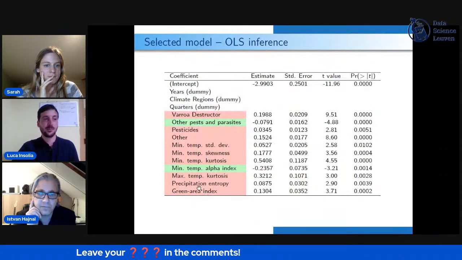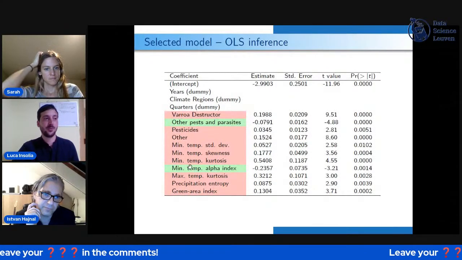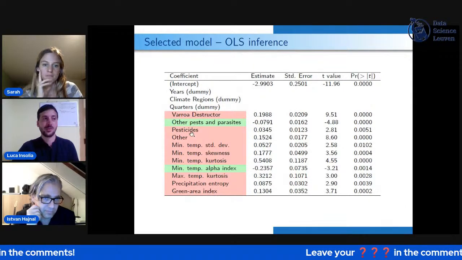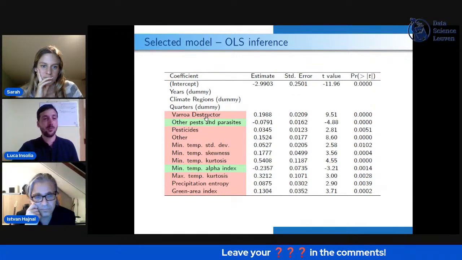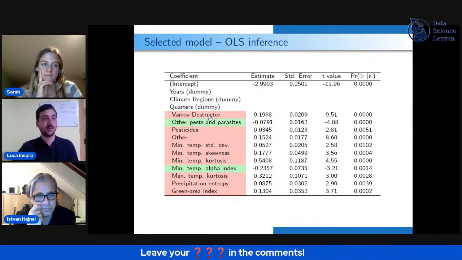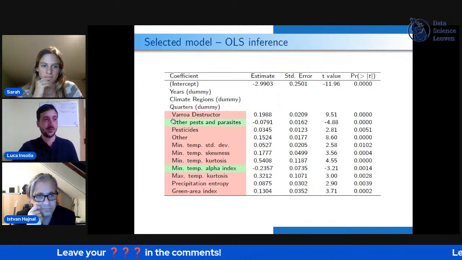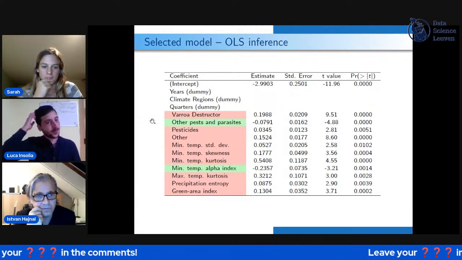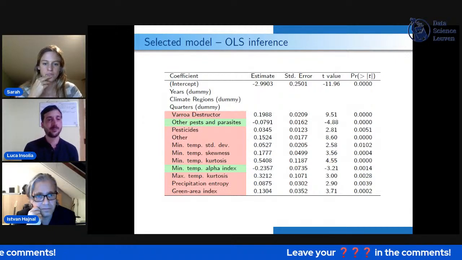You can see precipitation, indexes of minimum or maximum temperatures. Like varroa destructor can be controlled by a beekeeper, but again, it's very difficult, especially with this data.